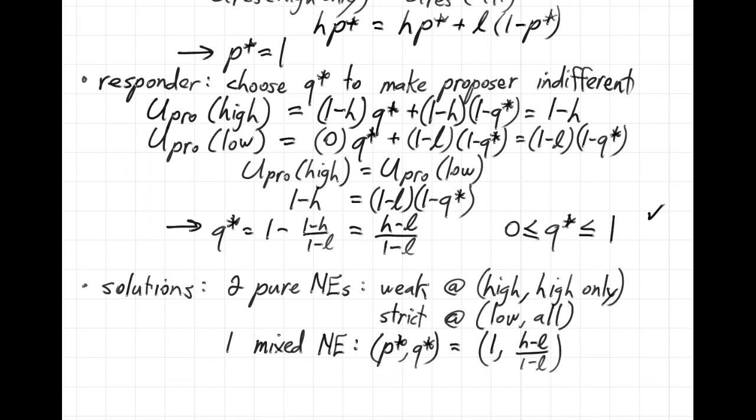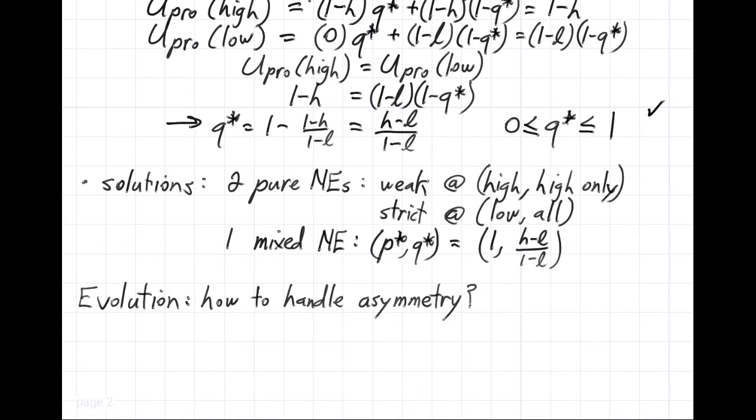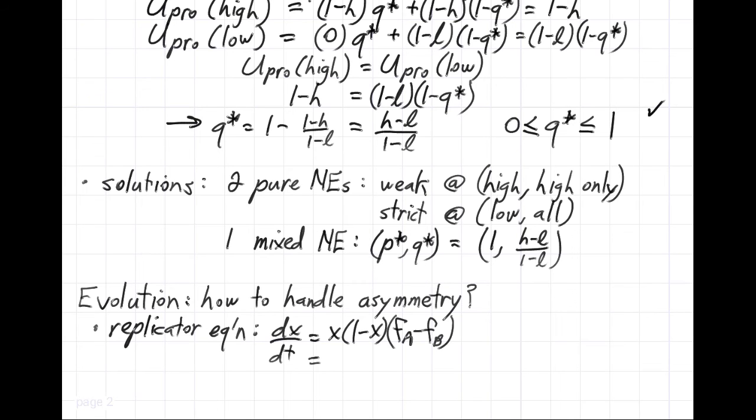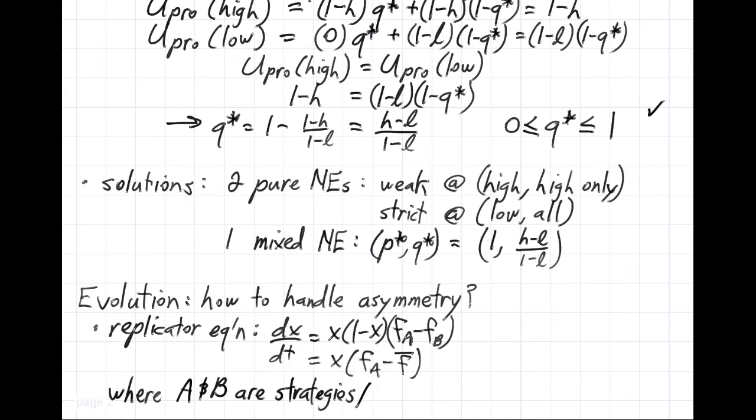Okay, now we can move on to thinking about this from an evolutionary perspective. And the question we're interested in is, how do we handle asymmetry in a game using an evolutionary approach? So what we've done so far is we've looked at the replicator equation, which we've written as dx/dt equals x times (1 minus x) times (fa minus fb), or we've also written it as x times (fa minus f bar). Those are the two forms of replicator we've used, where a and b are the available strategies or types in the population, and x is the frequency of a's.